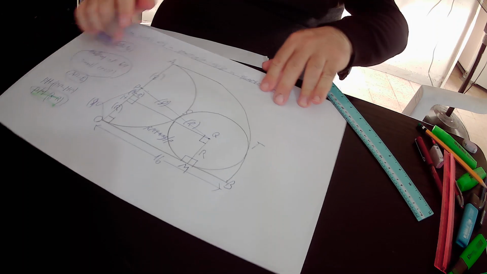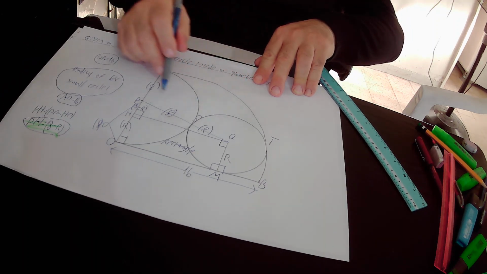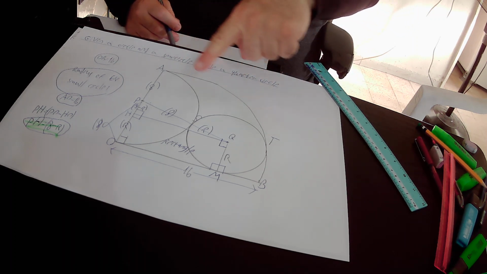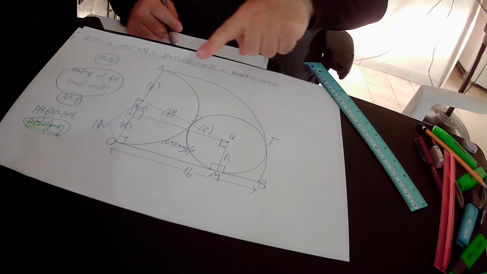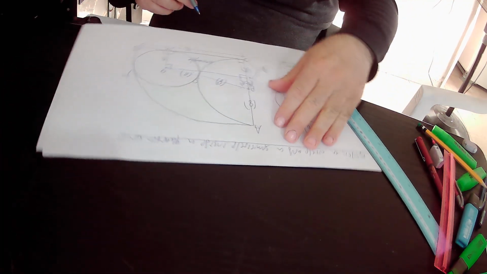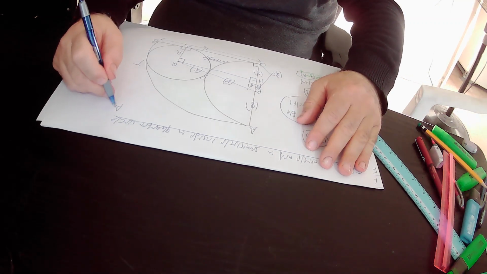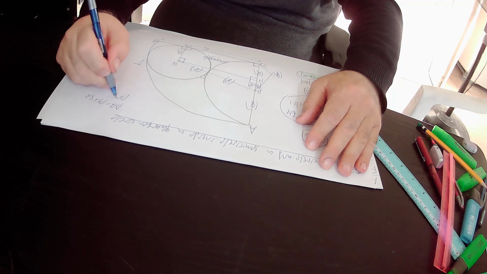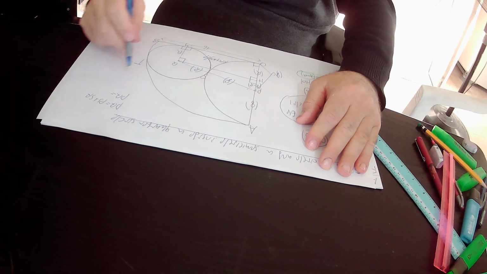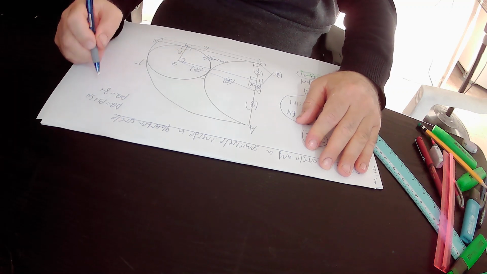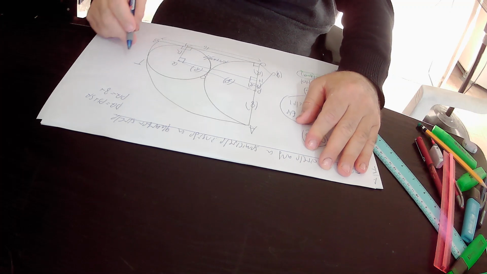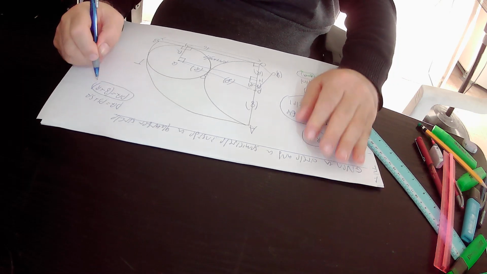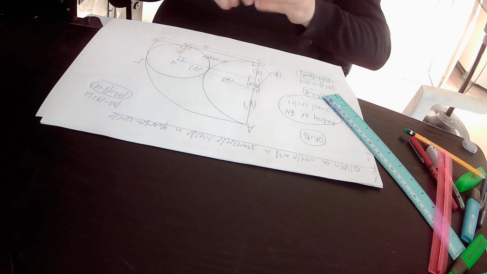So according to rule 10, PSQ is one straight line. Therefore, it means that PQ must be equal to PS plus SQ. So I write it down, PQ equals PS plus SQ. PS is 8, it is the radius of the semicircle, plus SQ. SQ is R, it is the radius of the small circle. So in total, PQ equals 8 plus R.